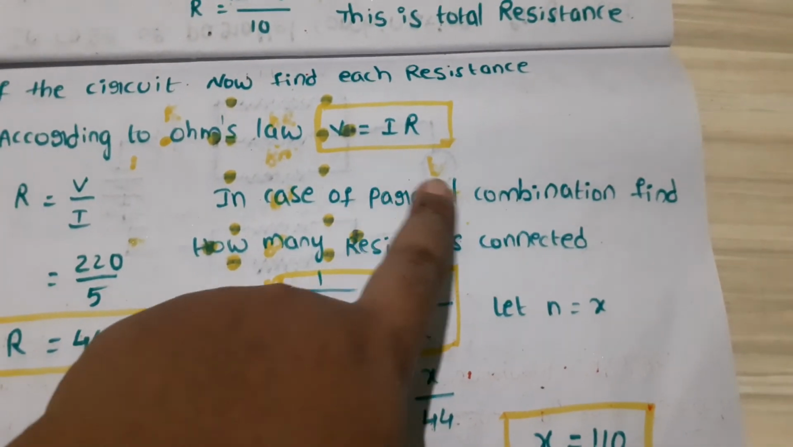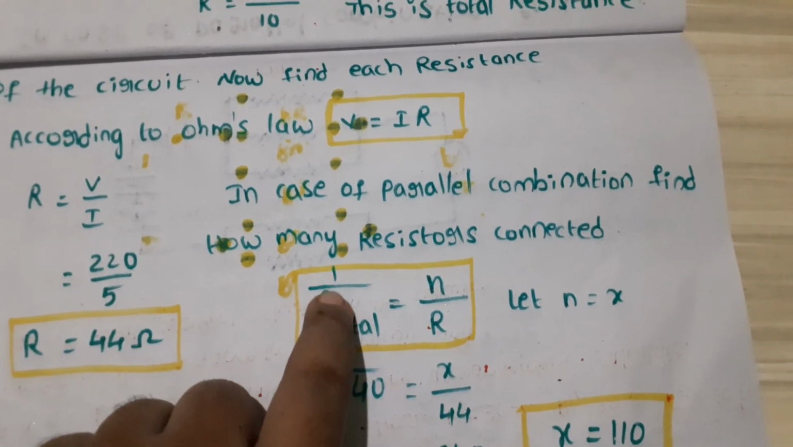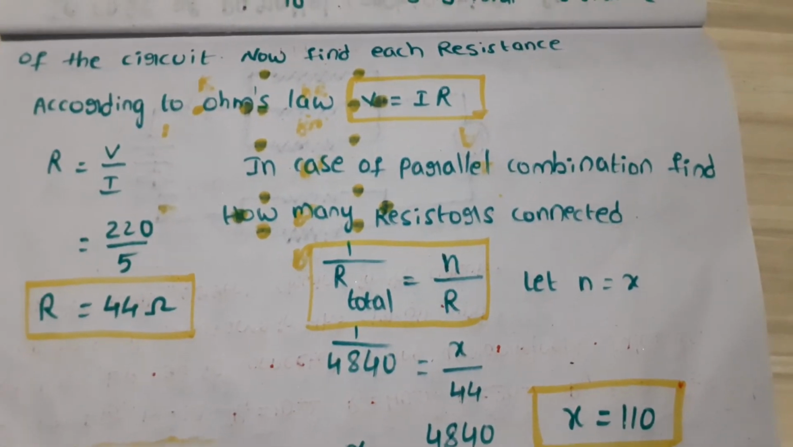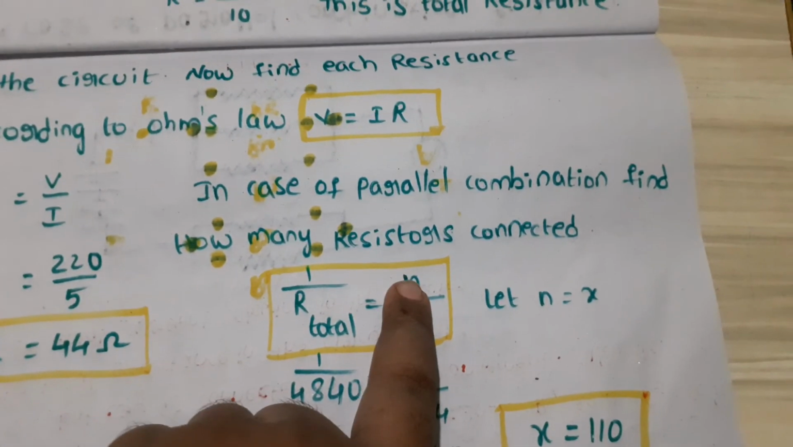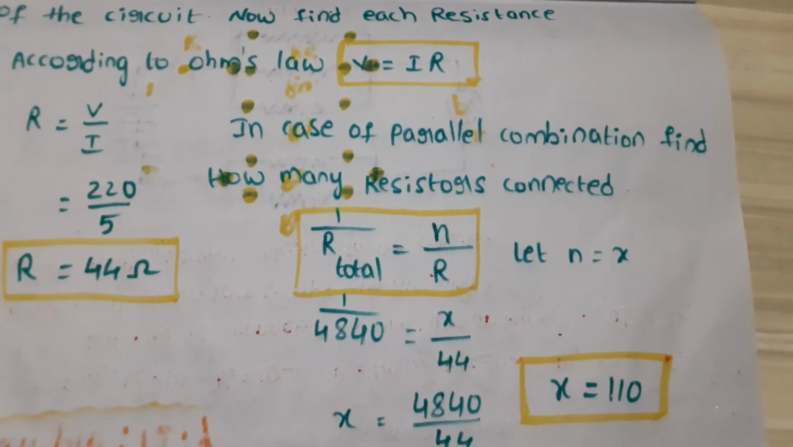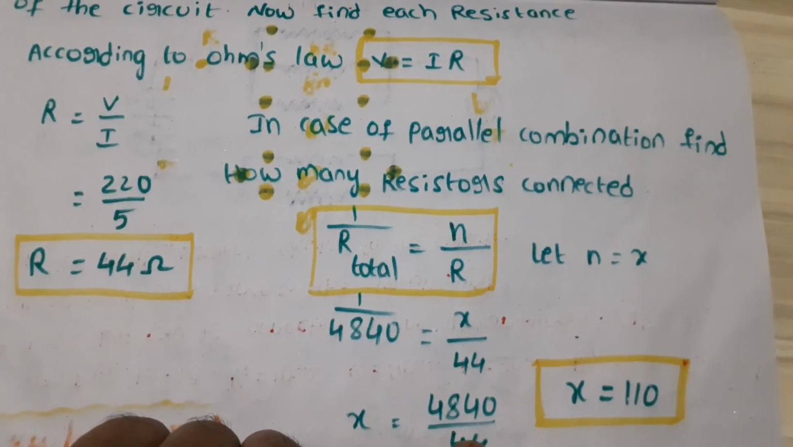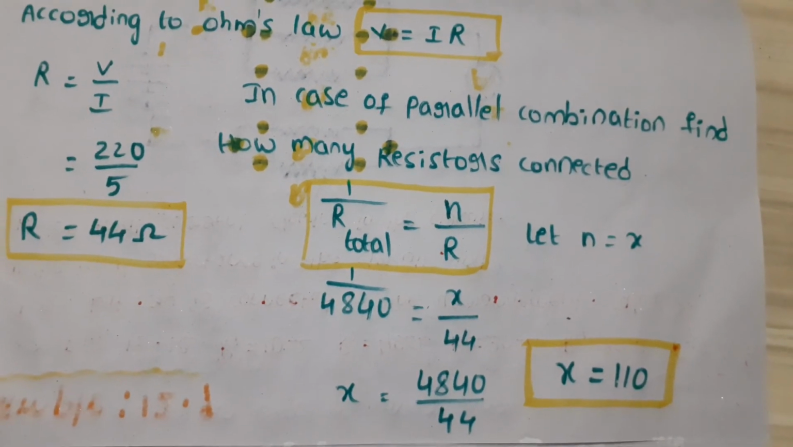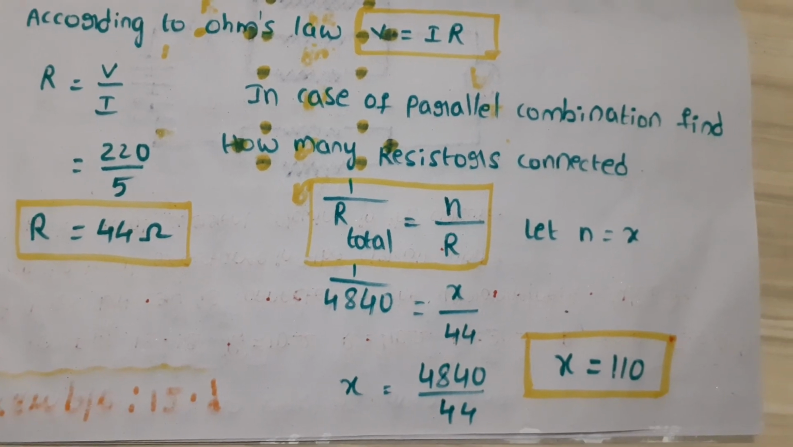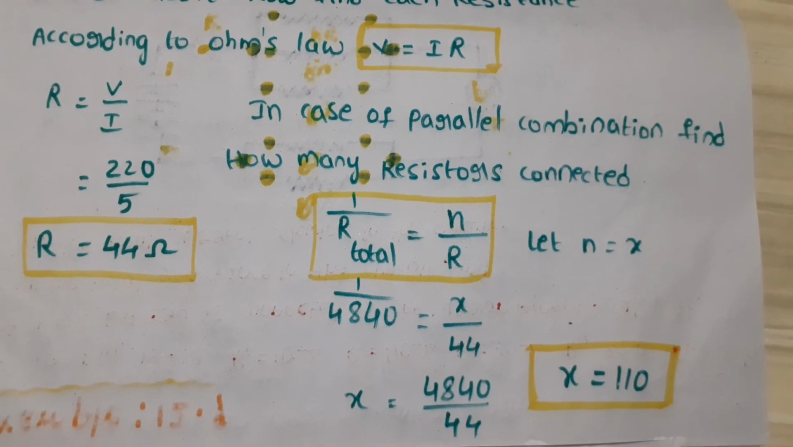Now in case of parallel combination, find how many resistors are connected. So 1 by R total, where the resistance of each lamp is 4840 ohms, and N we have to find out. I am taking X. The total resistance value is 44 ohms. So X equal to 4840 by 44. X value is 110. 110 resistors are connected in parallel combination. That is the answer. Thank you.